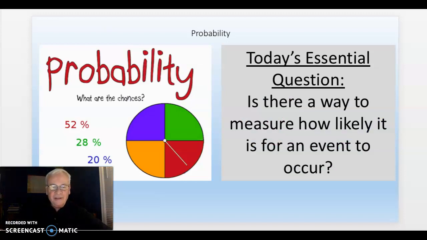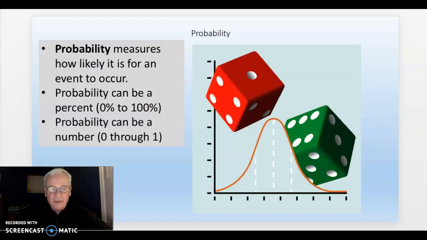The essential question, and you're going to need this for the notes assessment, is: is there a way to measure how likely it is for an event to occur? Well, it turns out there is. It's called probability. That's exactly what it does. It measures how likely it is for an event to occur. What's the chance of something happening? That's the probability. It can be a percent, like 0 to 100%, or it can be a fraction or a decimal between 0 and 1.